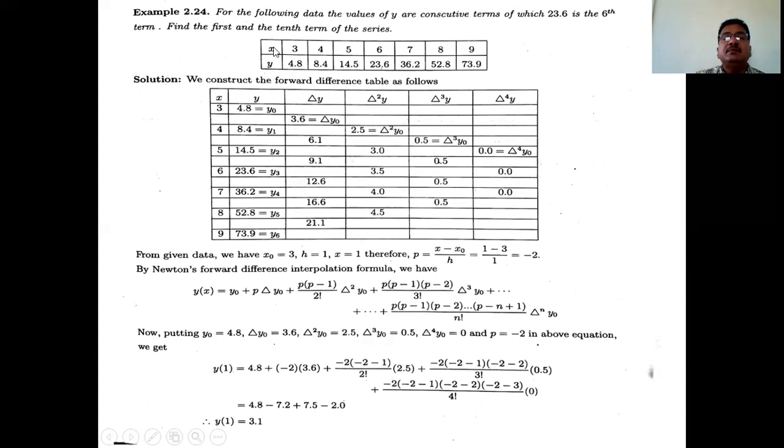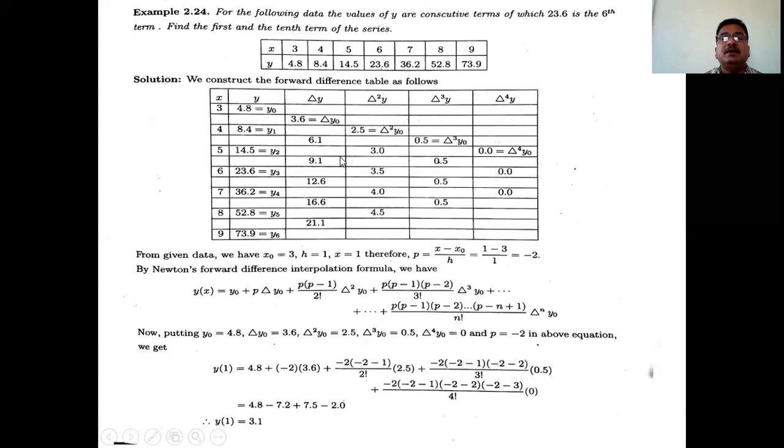So here we have to interpolate at 1 and 10. To find the value of y or f(x) at x equal to 1, we are going to use Newton's forward interpolation formula, and to interpolate at 10, Newton's backward interpolation formula. First we will find the value of y or f(x) at x equal to 1, that is the first term of this series or table, using Newton's forward interpolation formula.